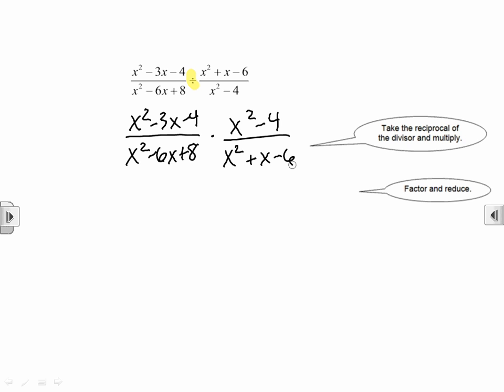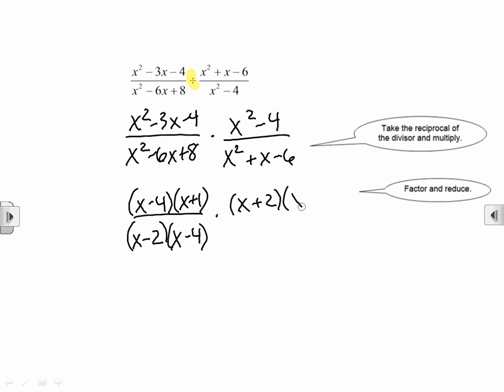Now it's time to factor. What multiplies to negative 4 and adds to negative 3? x minus 4, x plus 1, over what multiplies to positive 8 and adds to negative 6. So that means both my signs are negative, and it ends up being x minus 2, x minus 4. I've already flipped my fraction, so I can start with my factoring. It's a difference of squares, so this is x plus 2, x minus 2, all over, multiplies to negative 6 and adds to 1.